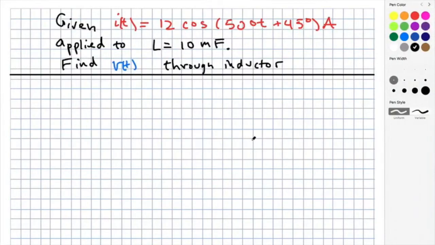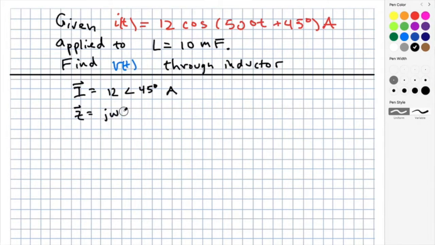Let's go ahead and apply this to an example. In this example, I'm given a sinusoidal current i(t) equal to 12 cosine(500t + 45 degrees) amps, applied to a 10 millihenry inductor. I want to find the voltage across the inductor. First, we will find the phasor equivalent of each part, the signal and the impedance. Let's start with the current. The phasor transform of i(t) is I vector, which is 12 angle 45 degrees.